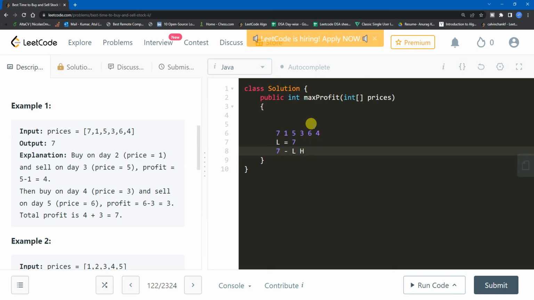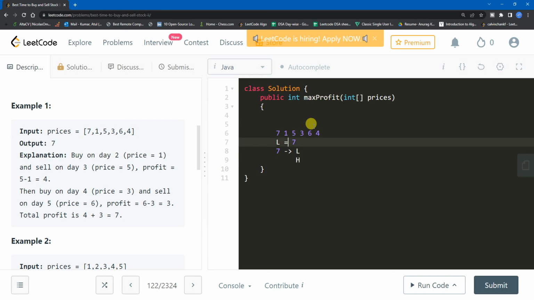After that, the next value may be lower or higher. We have two options, either the next value is lower or it is higher. I'm just writing it in this way, it looks good. So we have two options: either the next value after 7 is lower or higher, and we also have to find the maximum profit.